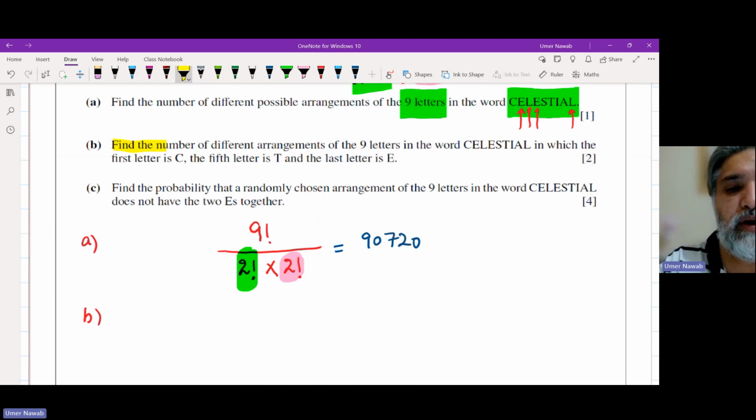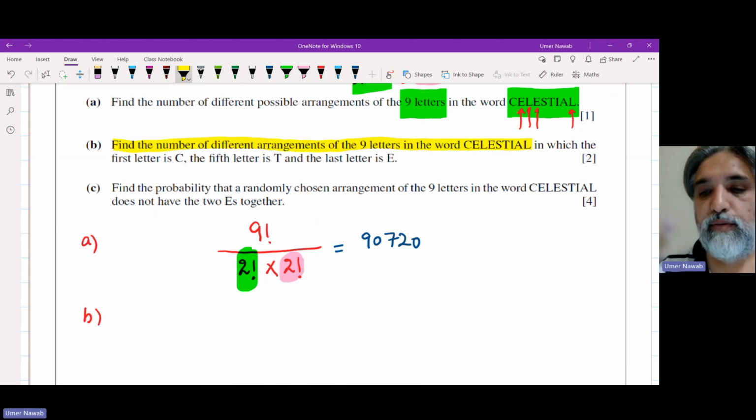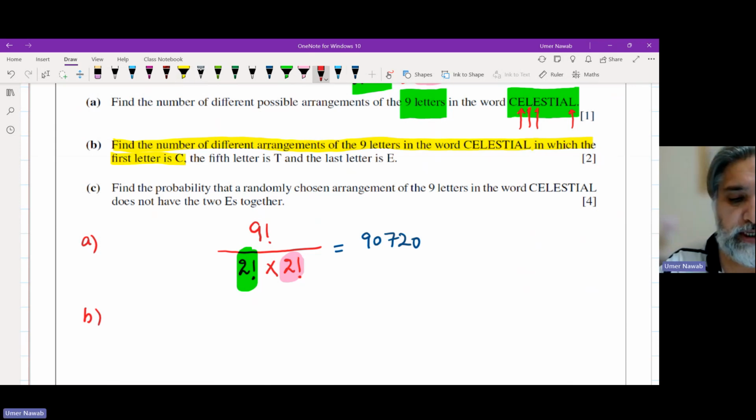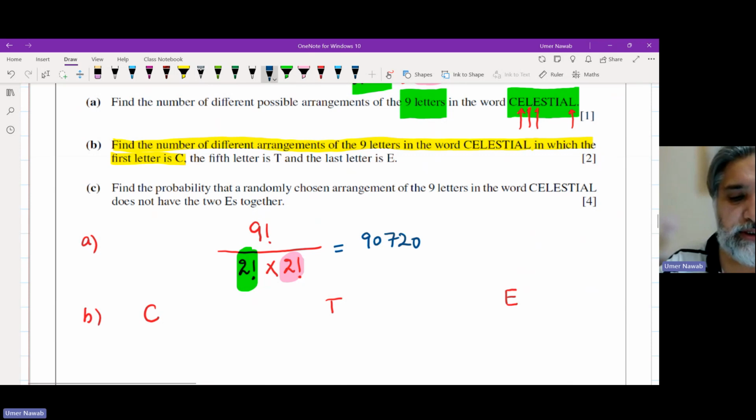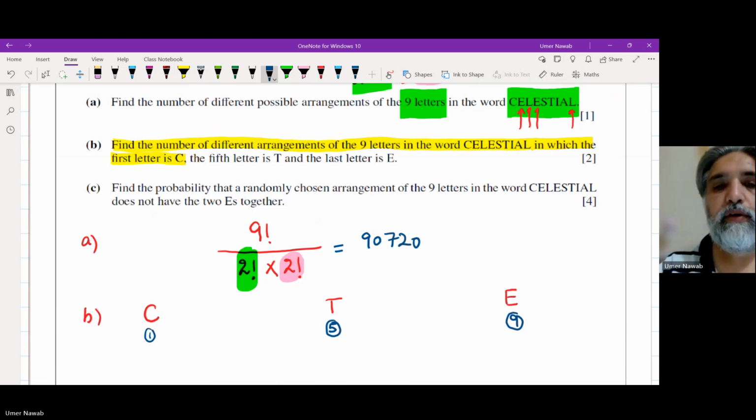The B part. Find the number of different arrangement of 9 letters in the word celestial in which the letter C is the first. So fix the position of C. And the 5th position will be carried by T. And last position will be taken by letter E. So first position is fixed, 5th position is fixed, and the last position, 9th position, is fixed. We are not gonna change these positions.